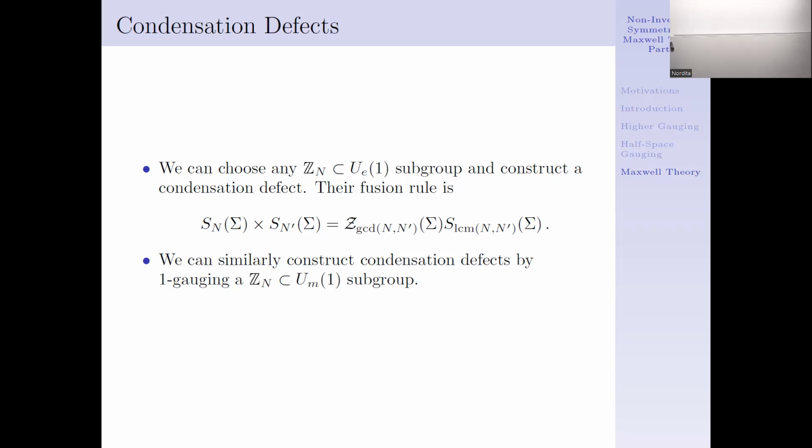We can do the same thing for subgroups of the magnetic one-form symmetry and define another infinite set of topological defects. And as I already mentioned, we can also pick any subgroup of the electric and magnetic one-form symmetry, because there is no anomaly, and construct more condensation defects. In fact, if you take a condensation defect of this kind and fuse it with a condensation defect of that kind, you get a condensation defect that you can obtain by gauging a subgroup of the electric and magnetic one-form symmetry.